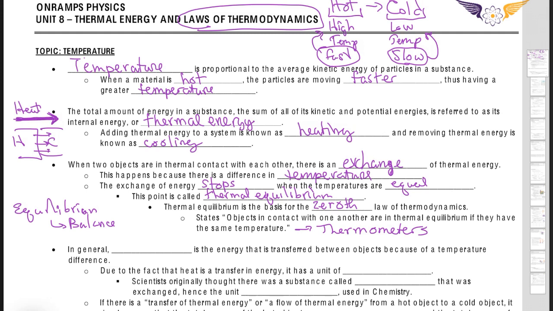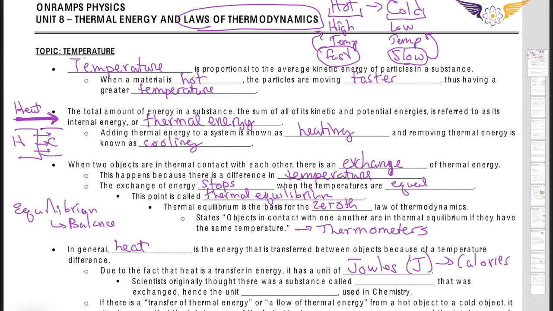Okay. Now, in general, heat is the energy that is transferred between the objects because of the temperature difference. Right? So we talked about how the total energy was thermal energy, but what we're doing is we're transferring the heat. Now, because heat is essentially energy, right? We're going to measure that in joules. Last year in chemistry, you used calories, and we're going to talk about that here in a second as well.